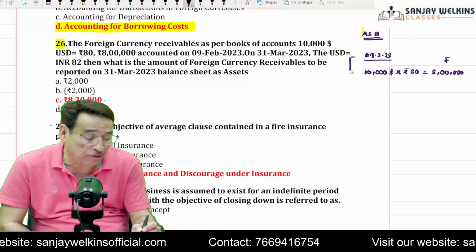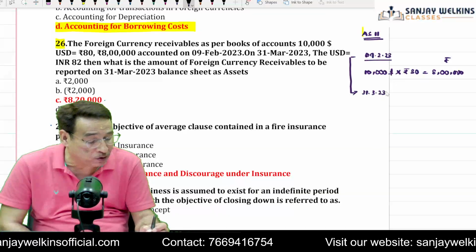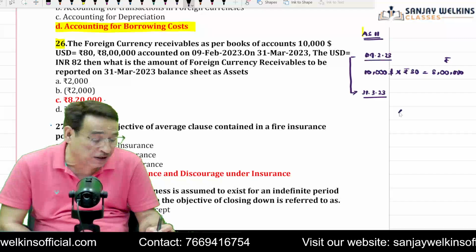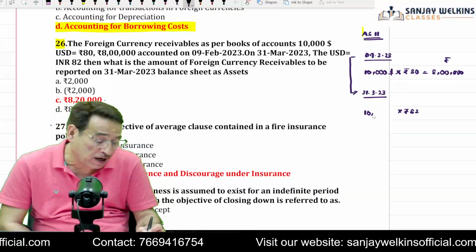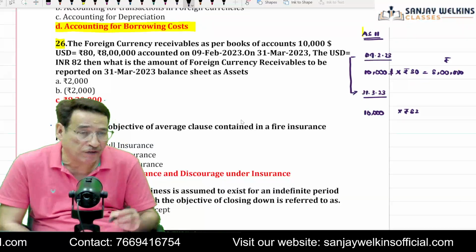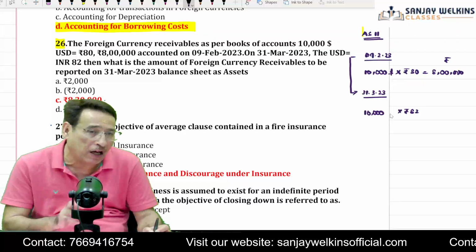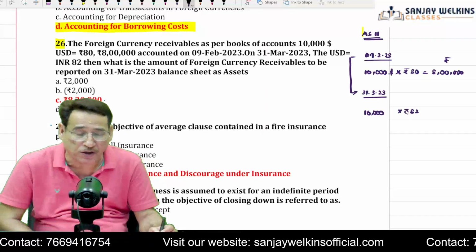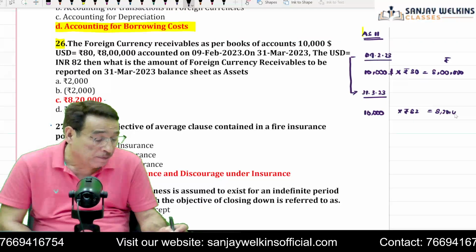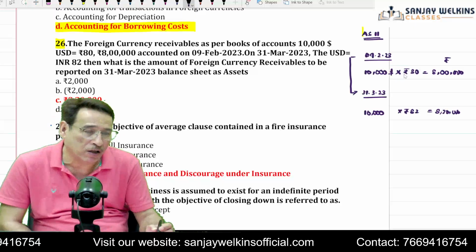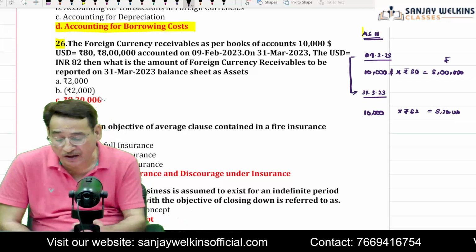On 9th of February, we did the transaction. When we reach the end of the accounting year, that is on 31st of March 2023, the question has given that the foreign exchange rate is now 82. As we know, under AS 11, at the end of the year, also known as the reporting date, we have to record the transaction by applying the closing exchange rate, which happens to be 82. So now I will record the receivable at 8,20,000, because I have sold the goods, so indirectly it is a receivable for us. This exactly will be our answer.